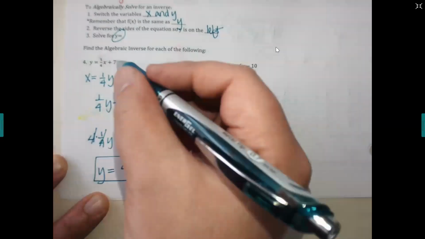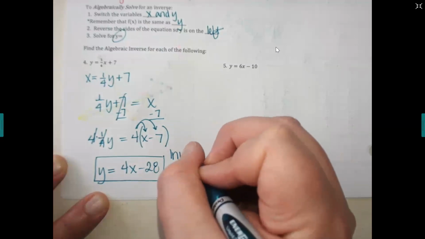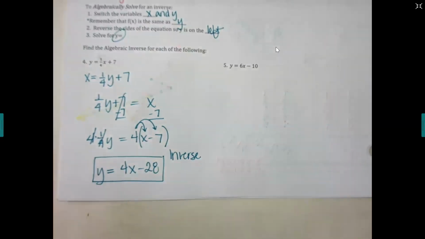So if this is the original, this would be the equation for the inverse. How did we get rid of the 1/4? We times by 4. So a fourth means divide by 4, so to undo that, we times by 4 on both sides.